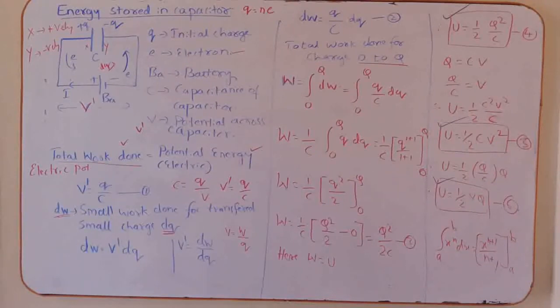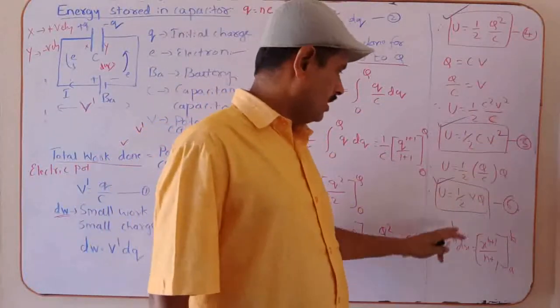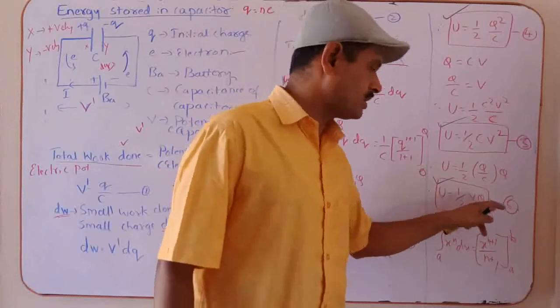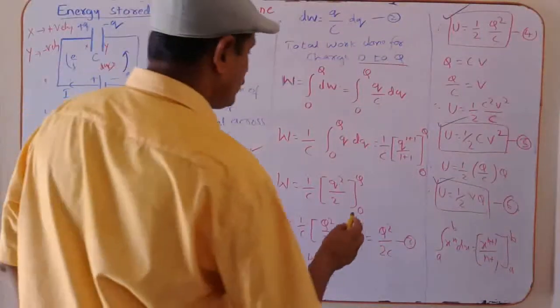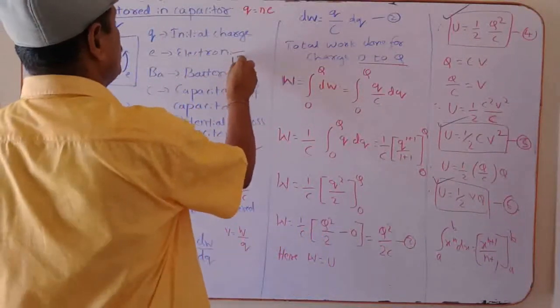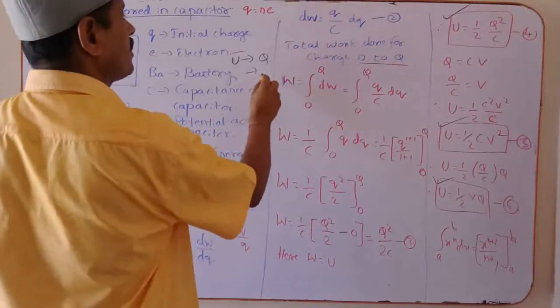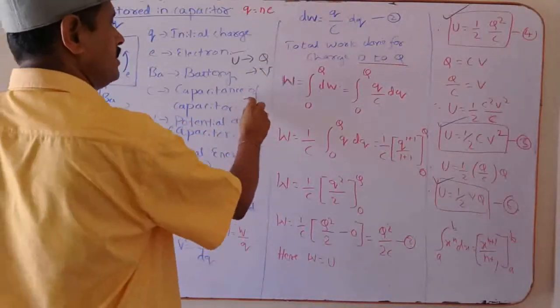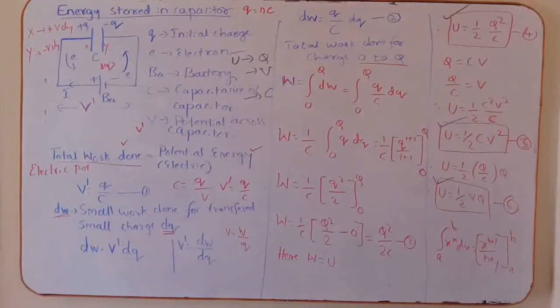When you charge the capacitor, the energy stored is 1 by 2 Q square by C, or 1 by 2 CV square, or 1 by 2 Q into V. Now, the energy stored in the capacitor depends upon what factors: the charge in the capacitor, the potential difference across the capacitor, and one more, the capacitance of the capacitor. Energy stored in the capacitor is in the form of electric potential energy.